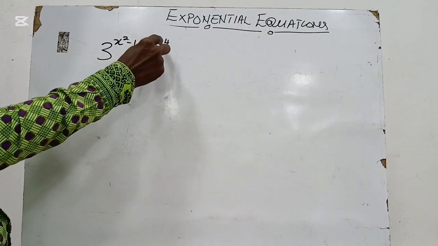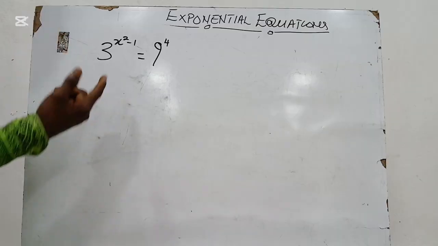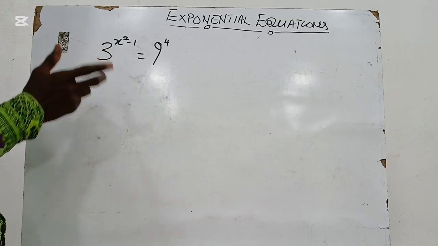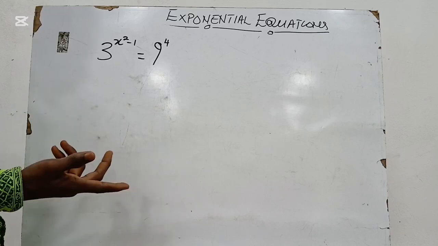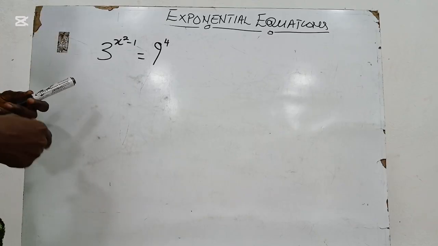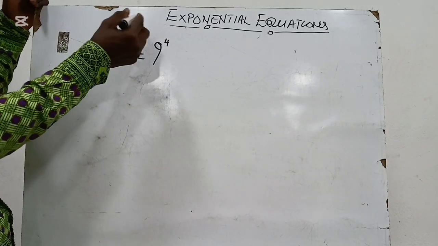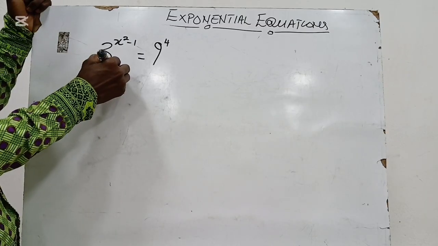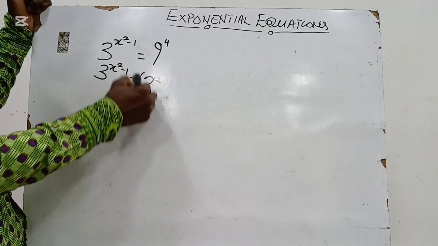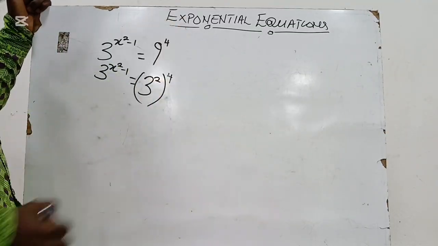Are you getting it? But when you look at this 9 carefully, we all know that 3 times 3 will give us 9. Meaning we can express this 9 in terms of 3, so that we will satisfy our rule. When the bases are the same, we equate the powers. When the powers are the same, we equate the bases. So we rewrite this side again: 3 raised to the power x squared minus 1 is equal to 3 exponent 2. Let us put it in brackets because the whole of this was being raised to the power 4.